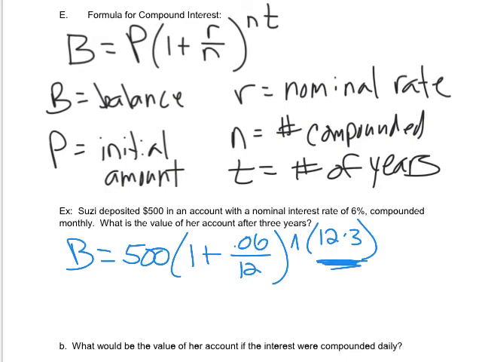So when you get your answer, you've got to think about what would be reasonable. 500 bucks, 6%, that's a great interest rate. 3 years, you're probably not going to make $1,000 out of that. So when I crank this number out, I get 598 and 34 cents. Make sure your answer makes sense.